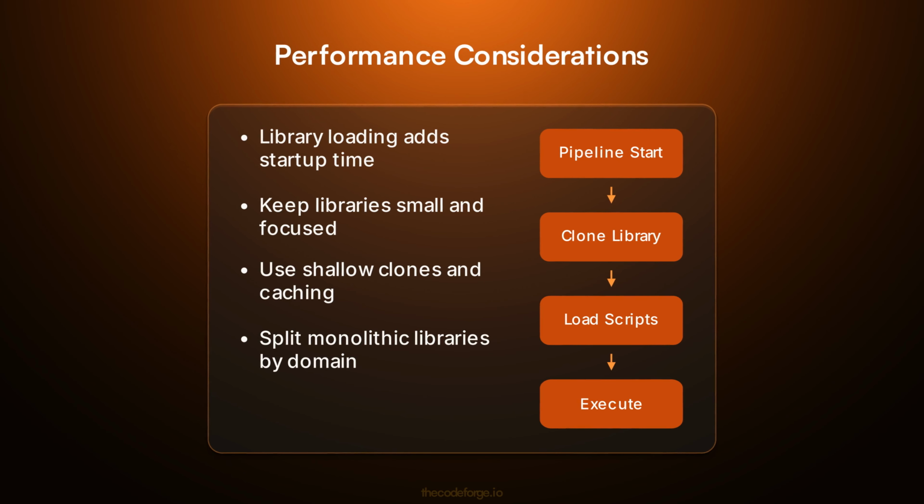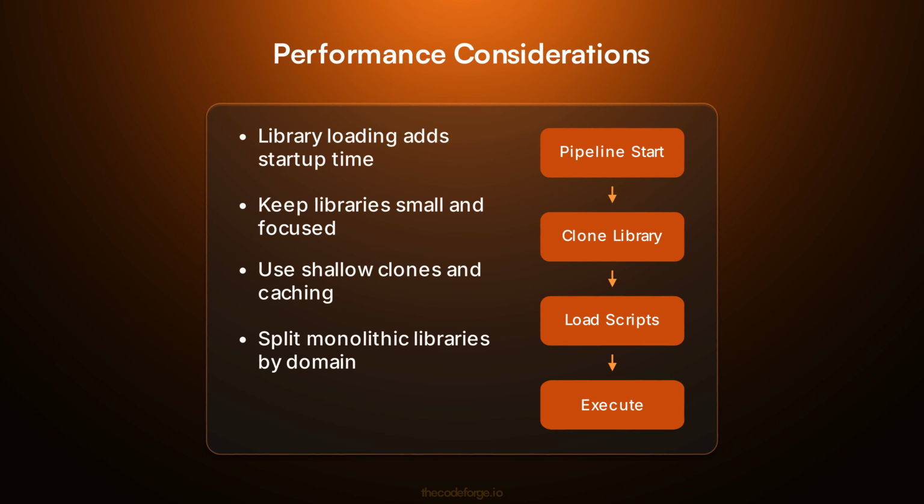Loading a library adds overhead. Keep libraries small, use shallow clones, and enable caching. Consider splitting a large library into domain-specific ones so pipelines load only what they need.